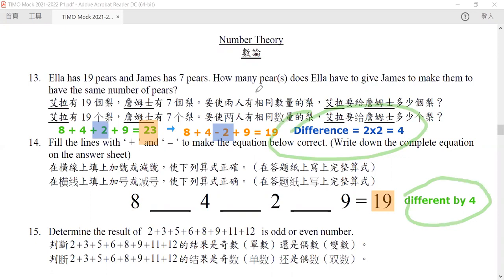Teacher, how many questions more? Now we have 30 questions. We are almost done half of them, okay? So please be patient. We have done almost half of them.